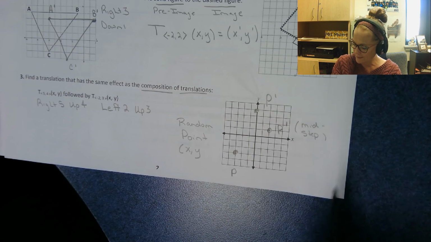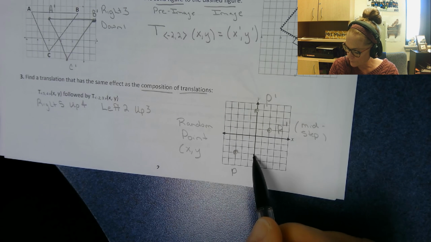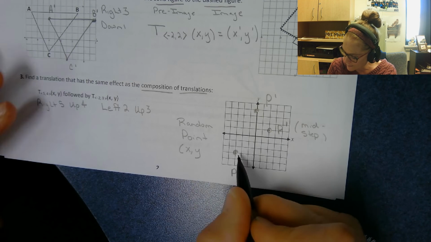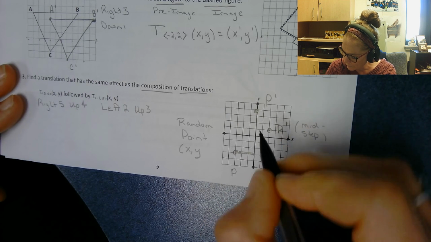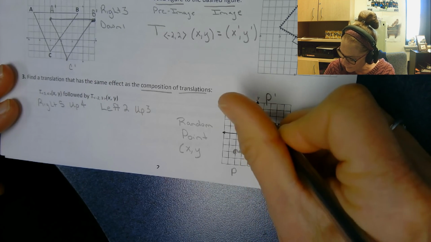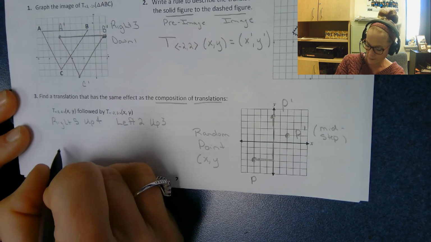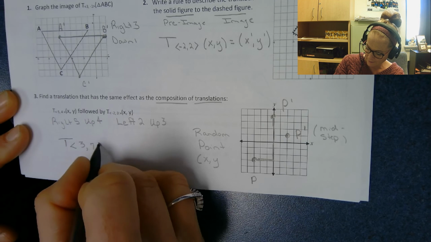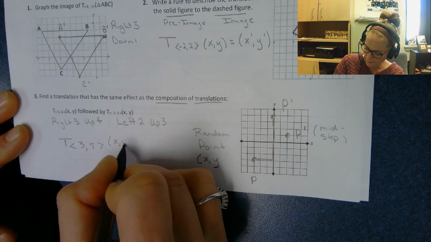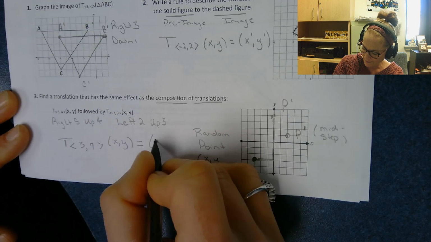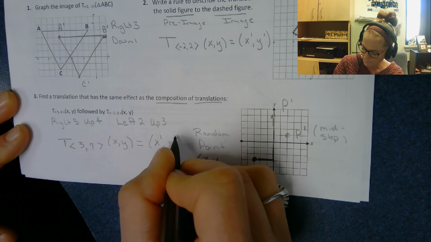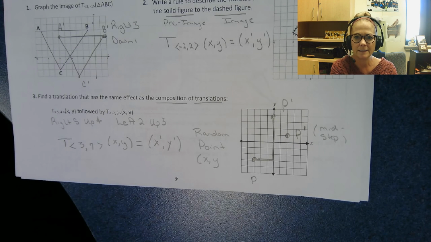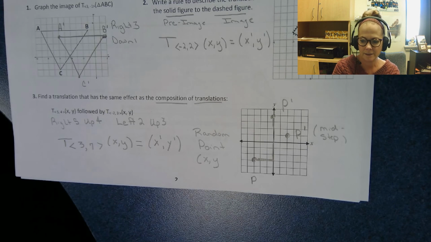Okay, so what would have been an easier way to write this? 1, 2, 3, right 3, 1, 2, 3, 4, 5, 6, 7. So an easier way to write this would have been just to go right 3 and up 7. So an easier translation is right 3, up 7 of random point XY, and it will equal X prime, Y prime. All right. So I know this notation is new, but it's pretty easy. Just follow the directions and you'll be all right.